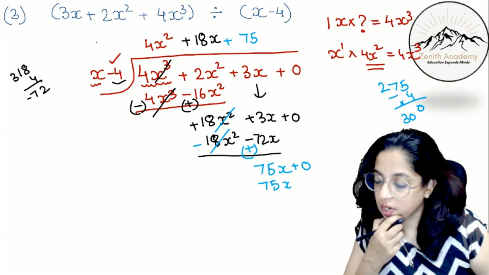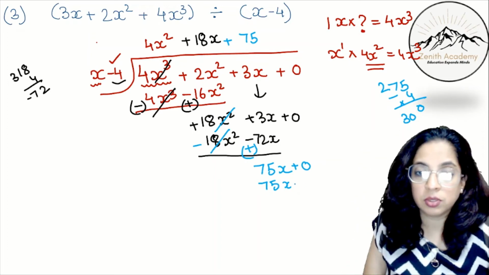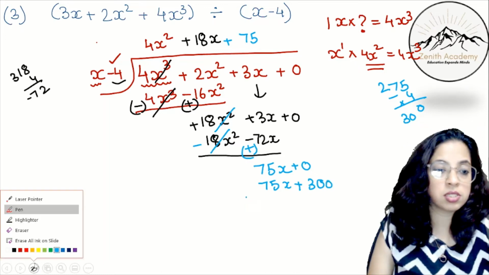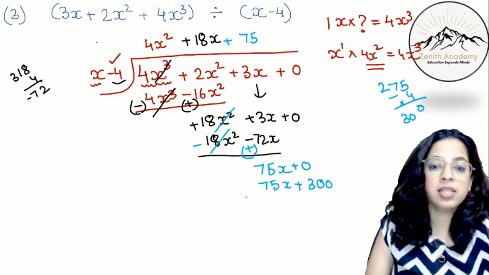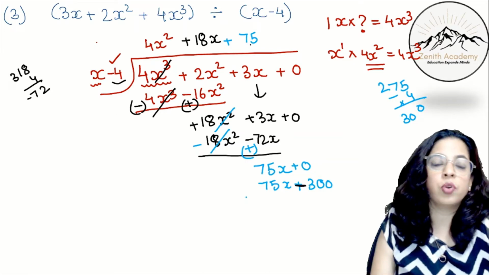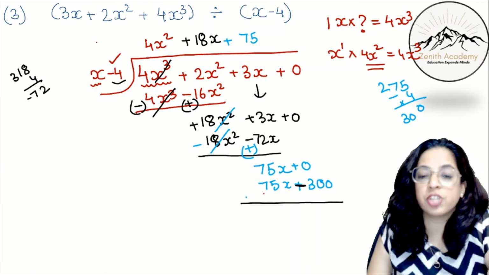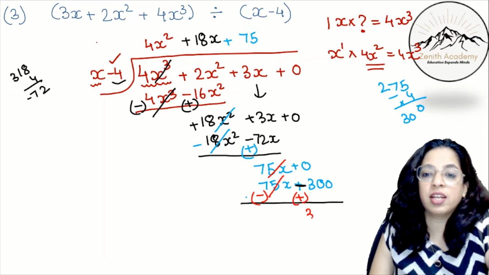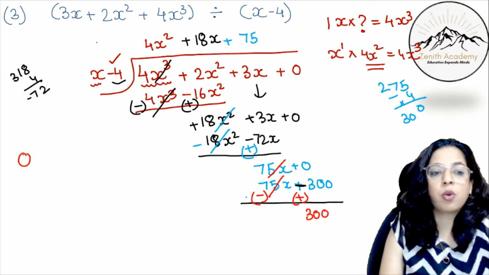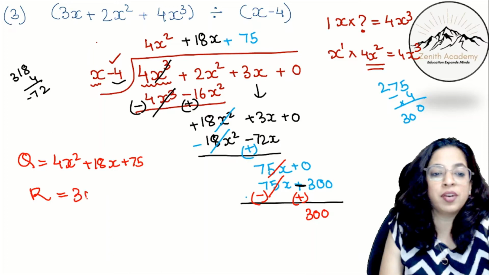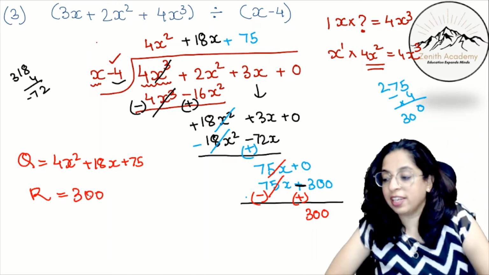Okay. So it is a 300 here. So we will write plus 300. Sorry, minus 300 we will write, correct? Because minus 4 into plus 75 is minus 300. Now, since it is a subtraction, there has to be a change in sign. So this 2 gets cancelled and we get the remainder as 300. So our quotient is equal to 4x square plus 18x plus 75 and our remainder is equal to 300. I hope this is very, very clear to you, children.